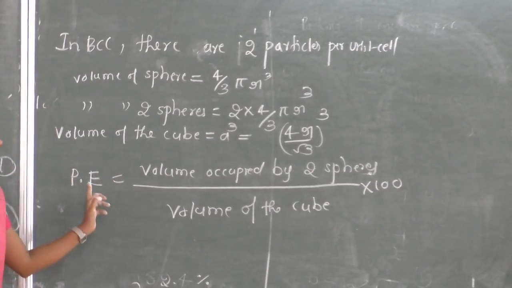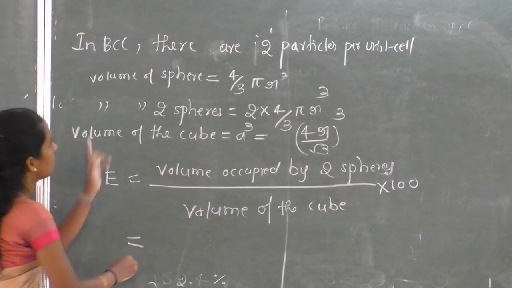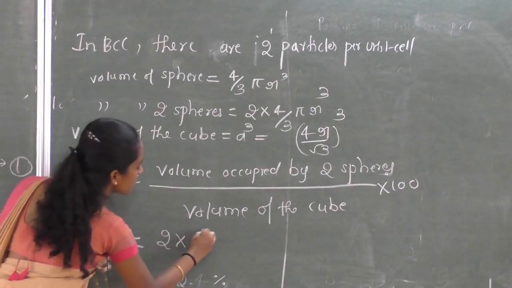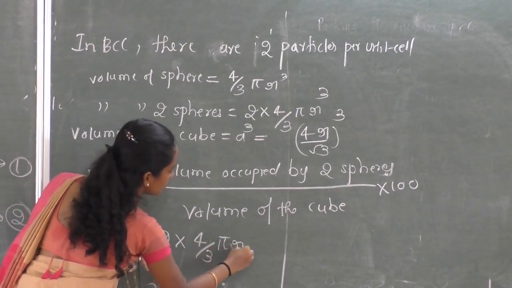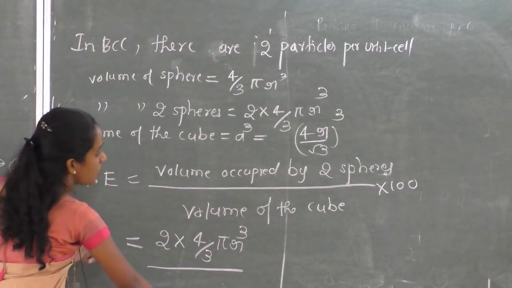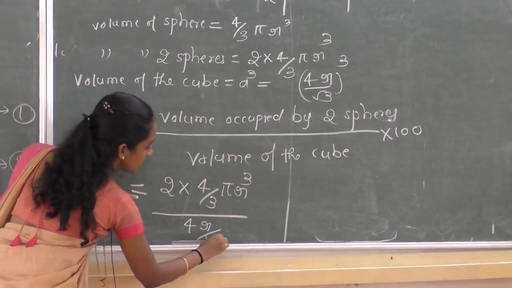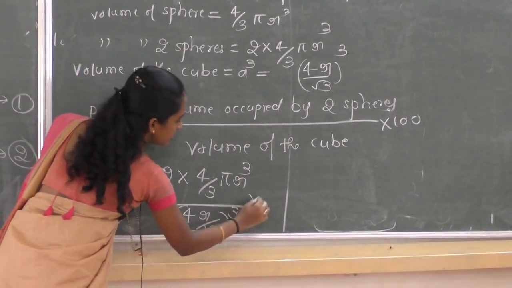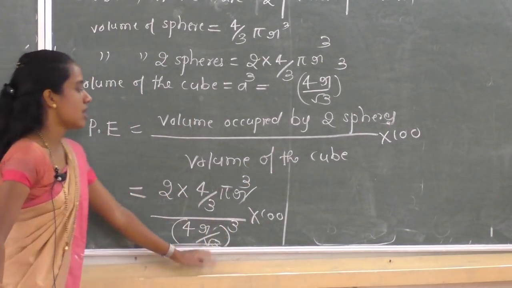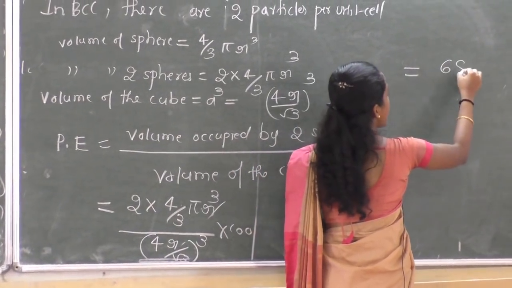Now substitute. Packing efficiency is equal to volume occupied by the 2 spheres. What is the volume? Volume occupied by the 2 spheres is 2 into 4 by 3 pi r cube divided by volume of the cube, which is 4r by root 3 its cube, into 100. R cube gets cancelled here. So after the simplification, the packing efficiency is 68%.